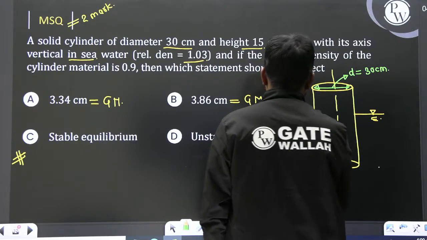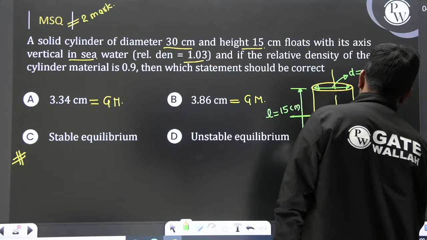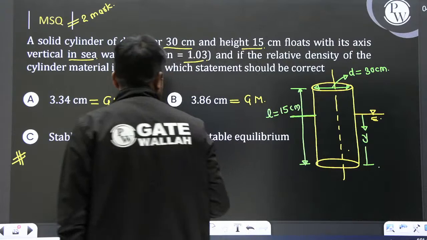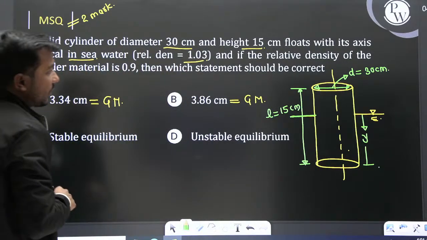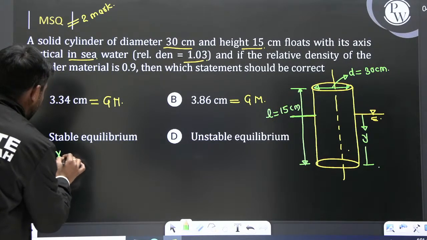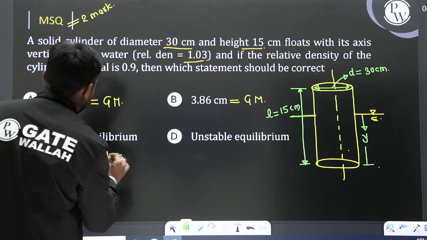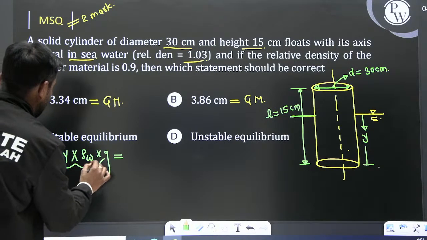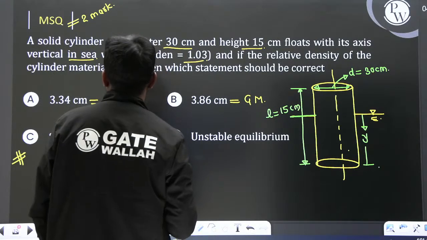15 centimeter. And I have assumed that the depth of submergence is Y. So first we need to calculate the Y. For that, we are going to balance the buoyancy to the weight of the body. So area multiplied by Y multiplied by rho of the water multiplied by g. This is the buoyancy force. And what about the weight of the body?